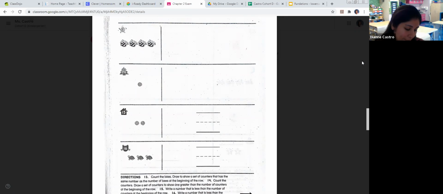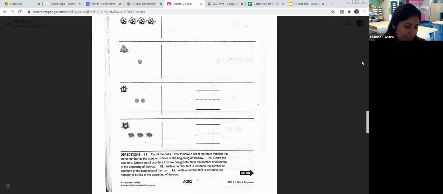Number 15, write a number that is less than the number of counters at the beginning of the row. So you count the counters, but they want you to give the number that's one less. So you count the counters, but then you count one less, and then that's the number that you write on the line. Number 16, and then we are almost finished.